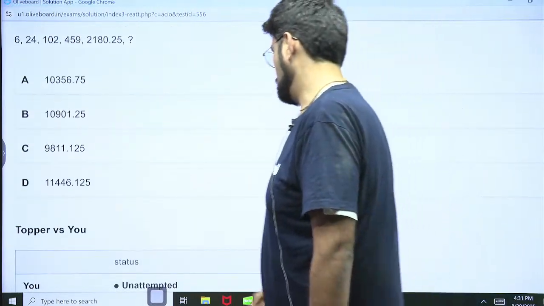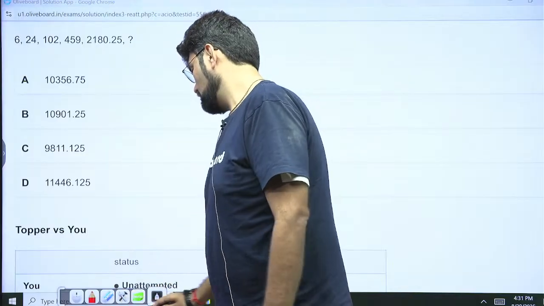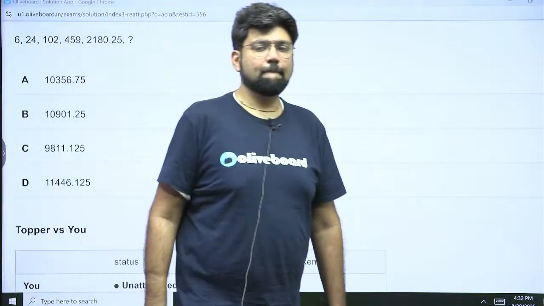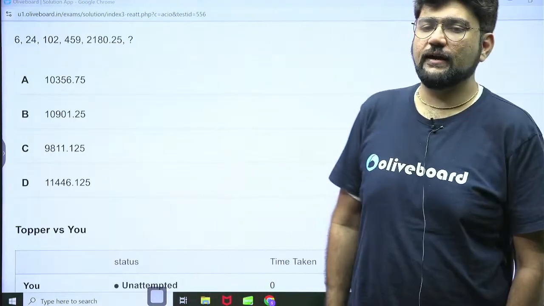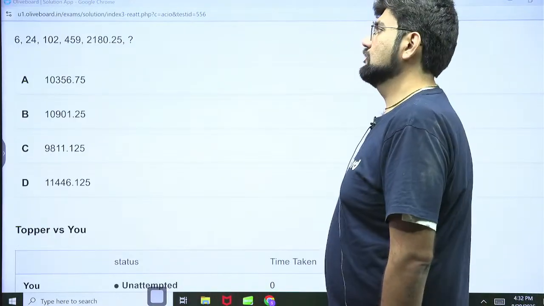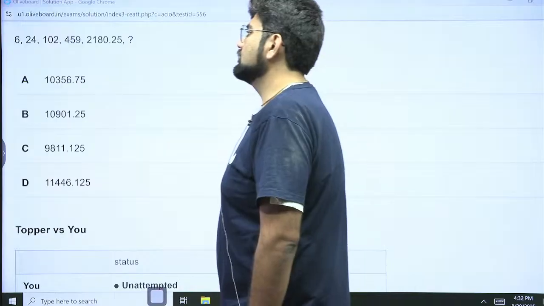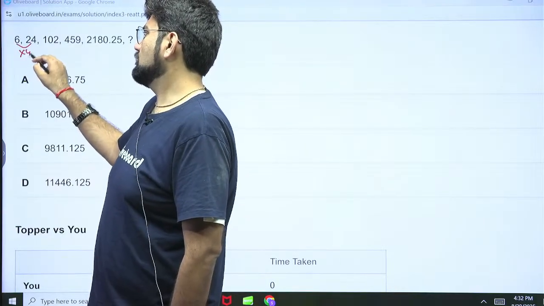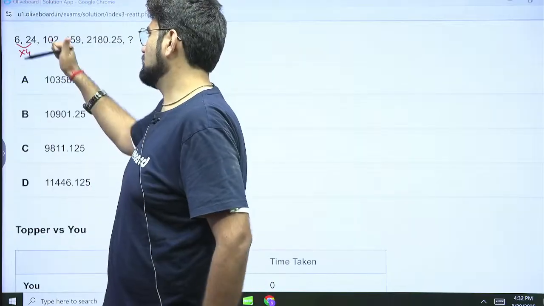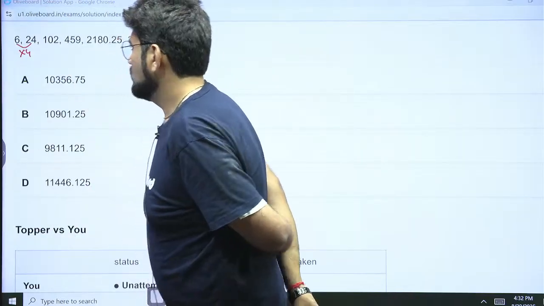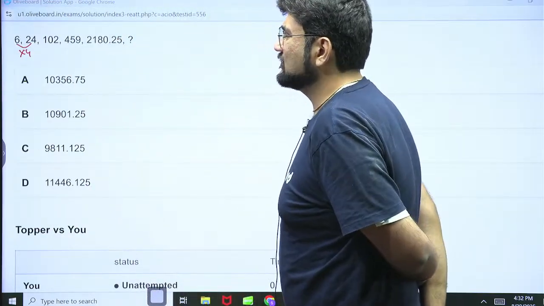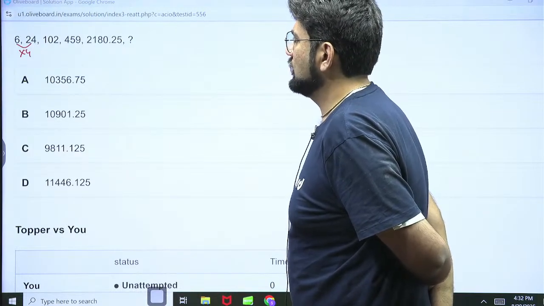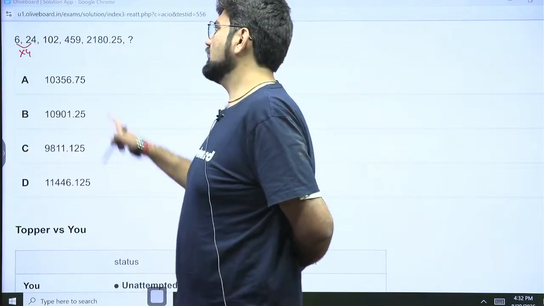This one is an interesting one. Now, something will give you a hint here. What is that something? If you observe 6 to 24, you will think that, okay, probably I am multiplying this by 4. But from here to here, there is no direct multiplication happening. Anything else? 6 square is 36 minus 12. No, that is not helping, because 24 square is going out of the line. But 459 and 2180.25.